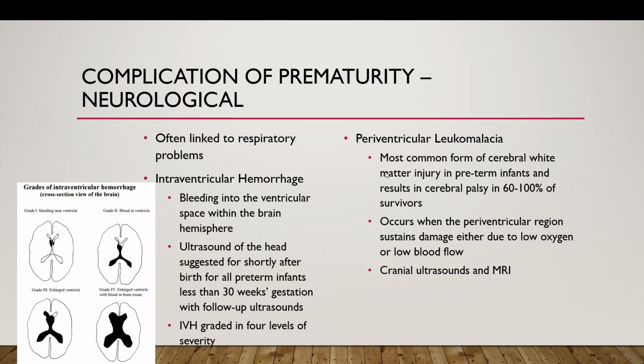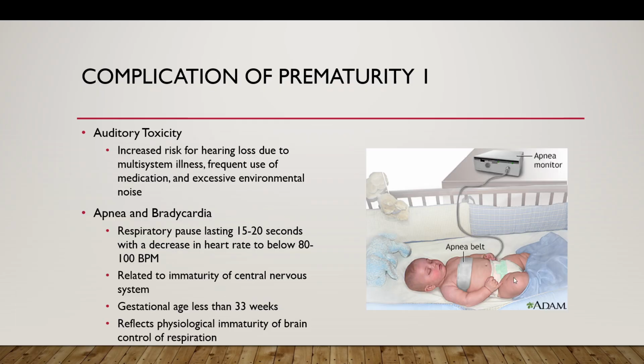Something else that can happen is a periventricular leukomalacia, and this is the most common form of cerebral white matter injury in preterm infants and results in cerebral palsy in 60 to 100% of the survivors. This occurs when the periventricular region sustains damage either due to low oxygen or low blood flow. And this is tested for using ultrasounds of the brain and MRIs.